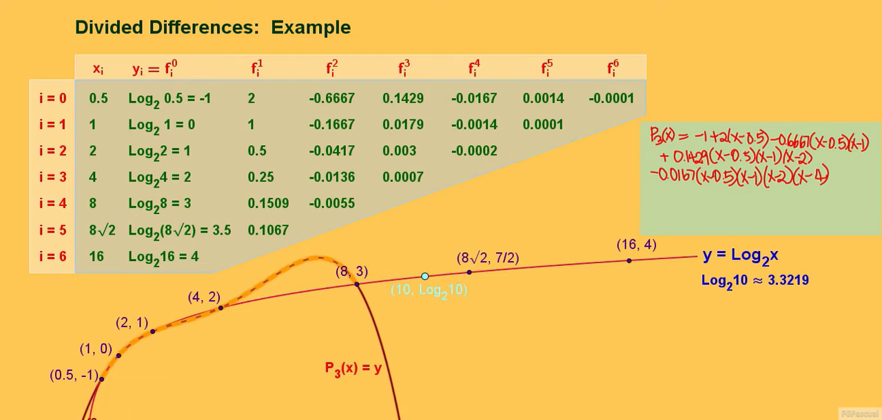Here is the graph of p sub 3, with the segment for the points that we use for p sub 3 highlighted. P sub 3 of 10 is minus 9.6857, which is way down below, out of the field of view. It is such a bad estimate for the base 2 logarithm of 10 that we are not even going to find the relative error for this estimate.